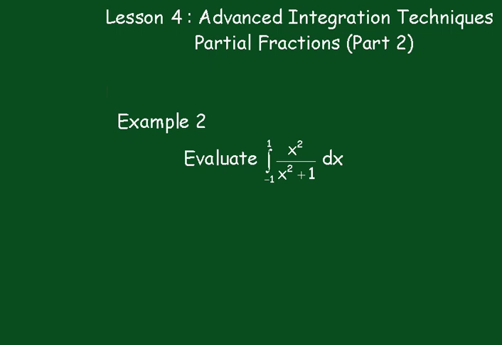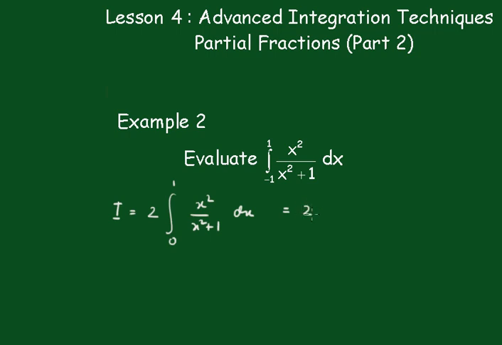Right, in example 2, we have to evaluate the integral between 1 and -1 of x squared over x squared plus 1 dx. Now, we notice that this is an even function, so we can actually save ourselves a bit of time by rewriting that as twice the integral from 1 to 0 of x squared over x squared plus 1 dx. Now again, we can't use partial fractions because the powers are both the same.